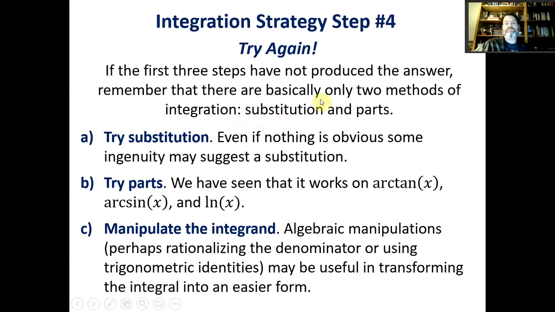There's really only 2 methods of integration, substitution and parts. So where does this come from? Why is it true that there's only 2 kinds of integration? Well, think about derivatives, right? Integration is derivatives backwards. Substitution comes from the chain rule. Parts comes from either the product rule or the quotient rule.